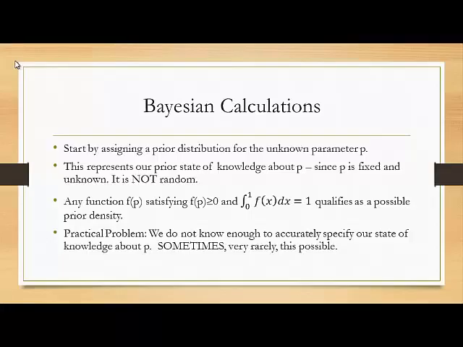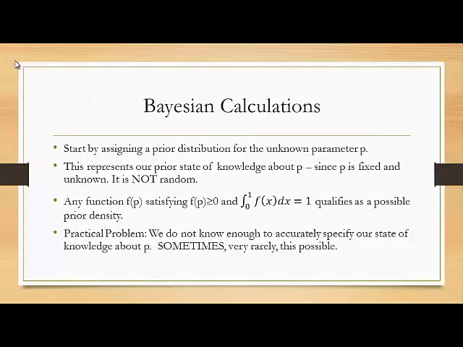But basically, the meaning of this prior distribution, and this is where the confusion arises, is that P is a fixed number. The distribution is now a state of my mental uncertainty about P. It is not really a reflection of what is happening in the real world.